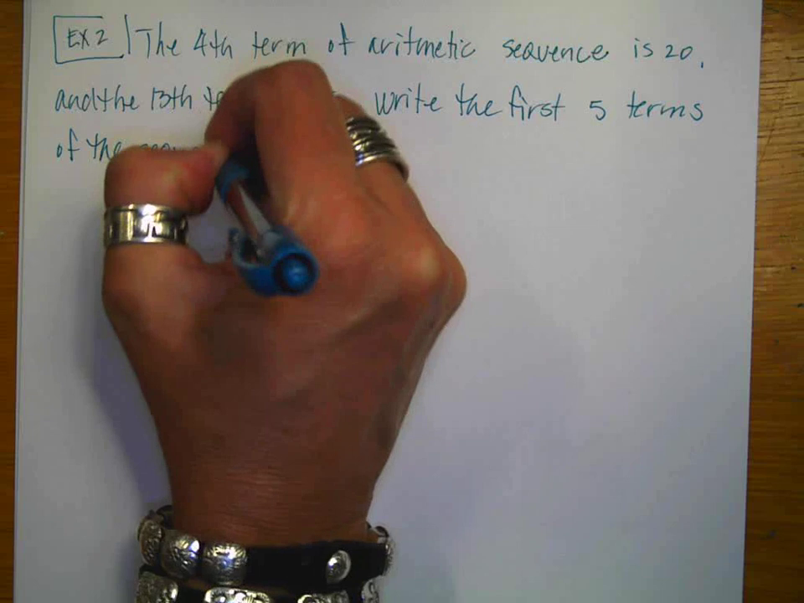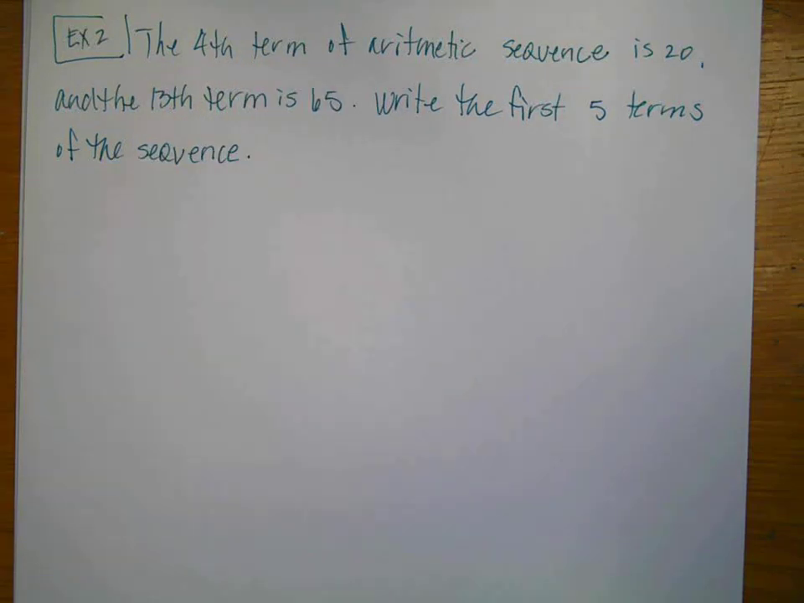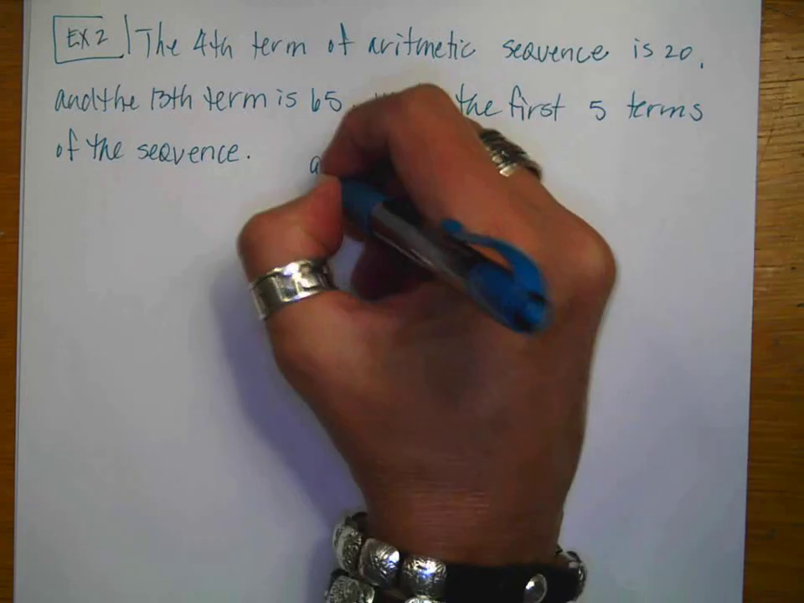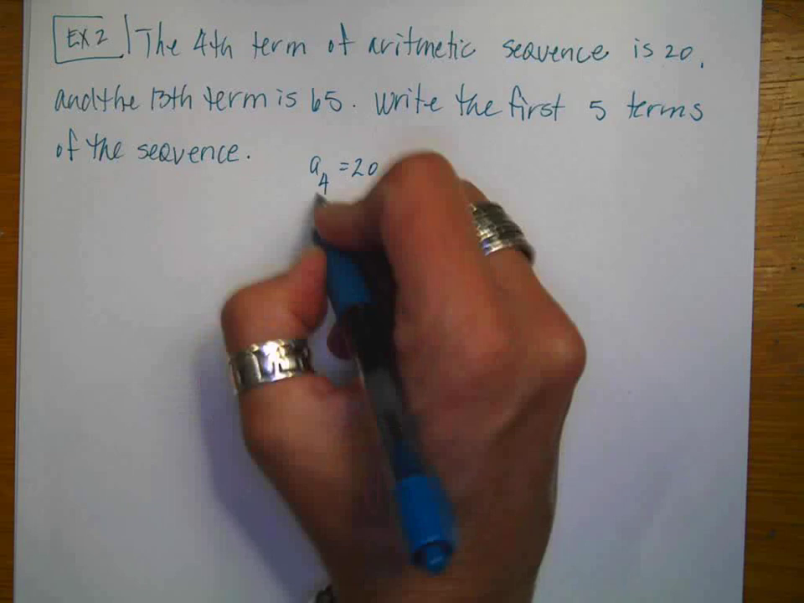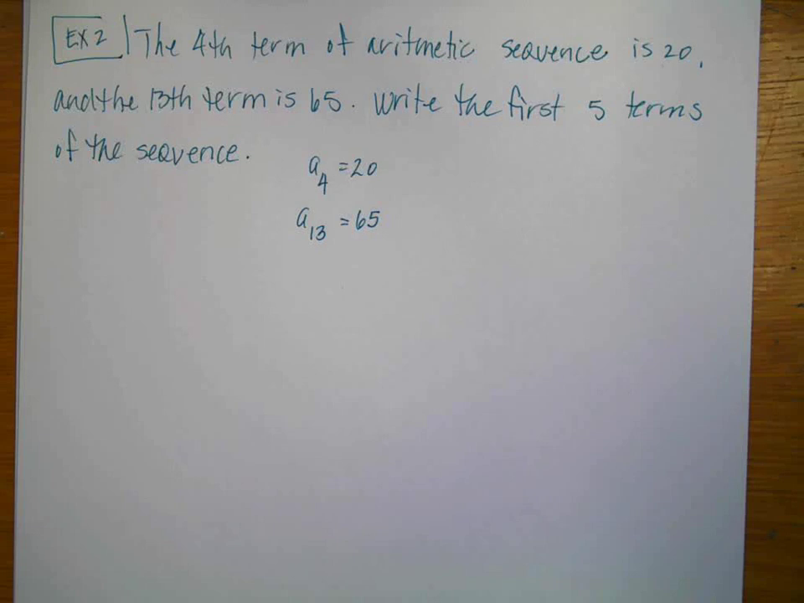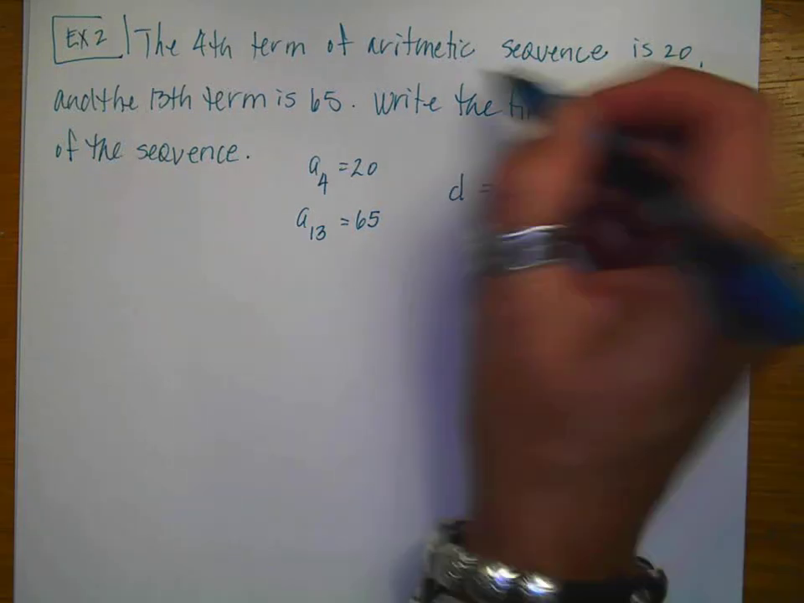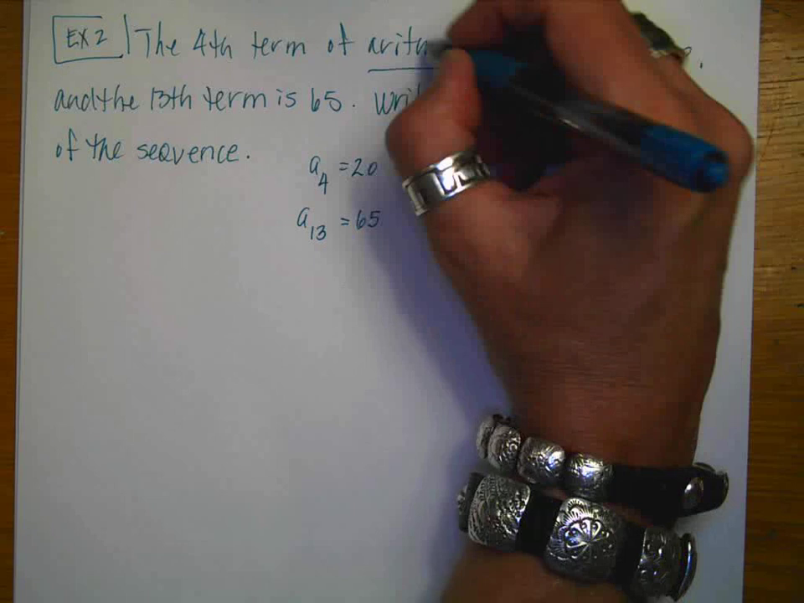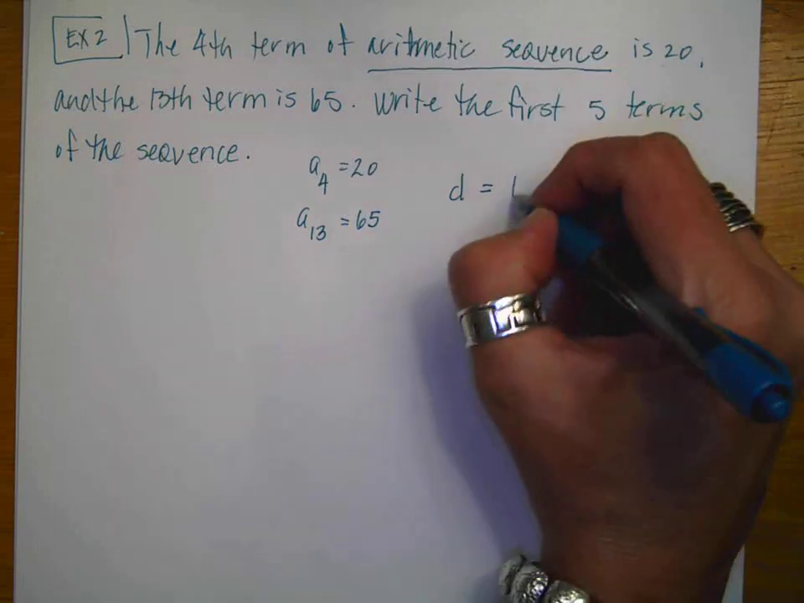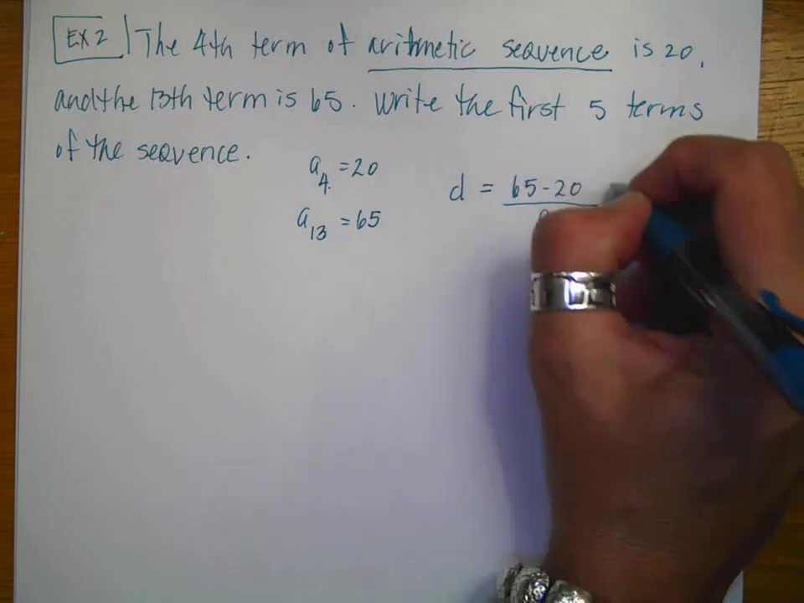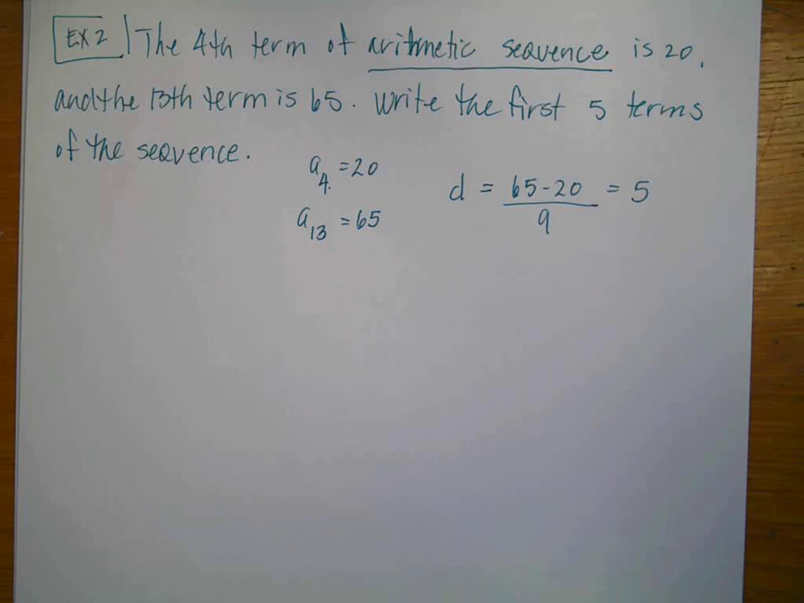Well, before I can write the first 5 terms of the sequence, I need to write a rule, and then I'm going to use my grapher. Okay? So I write down my given information. It tells me that the 4th term is 20, so I write a sub 4 is equal to 20. And then it tells me that the 13th term is equal to 65. So if I want to find my common difference, because it's arithmetic, the same process does not work for geometric, but in an arithmetic, I can do 65 minus 20 and divide it by 13 minus 4, which is 9, and I get that my common difference is 5.